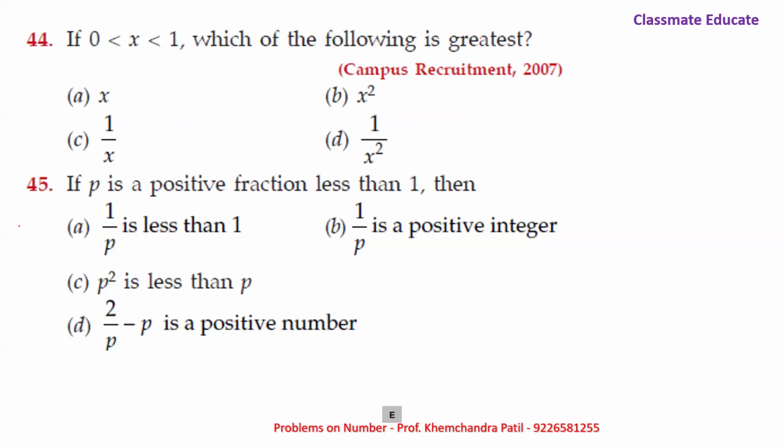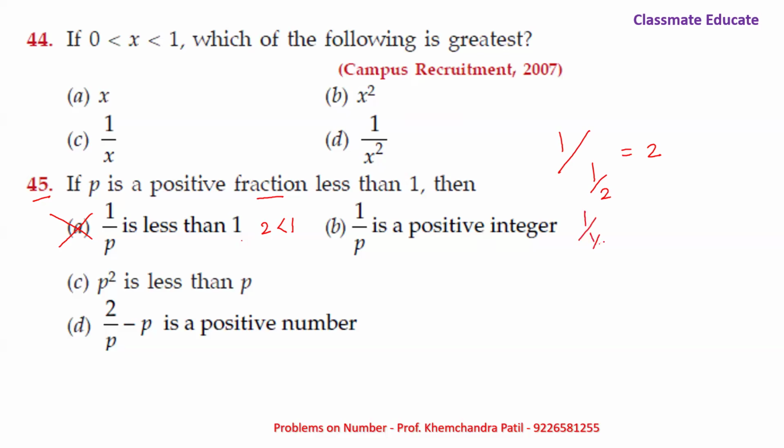Now, question number 45. If P is a positive fraction less than 1, कोई भी ले लो, comfortable हो 1 by 2 में, positive fraction है 1 by 2 ले लो. Now you have to check: 1 upon P is less than 1. So what will be 1 upon 1 by 2? That is 2. Now is 2 less than 1? No, that is not true. 1 upon P is a positive integer. Yes, it is.